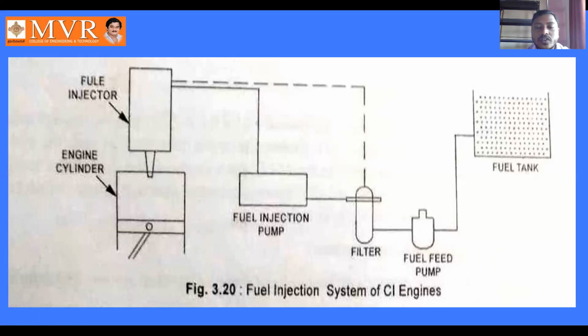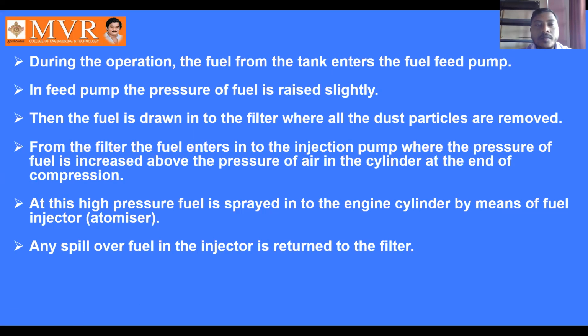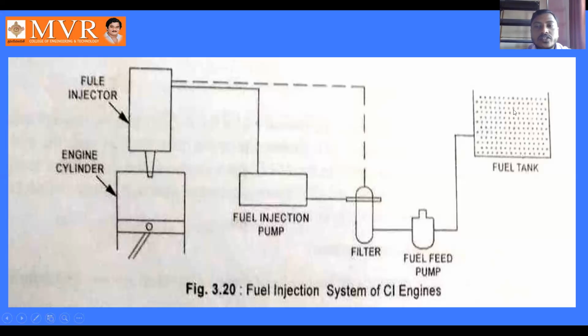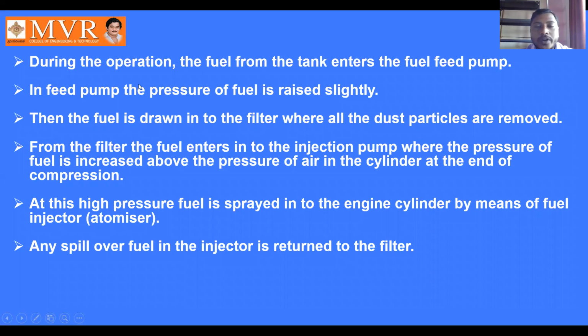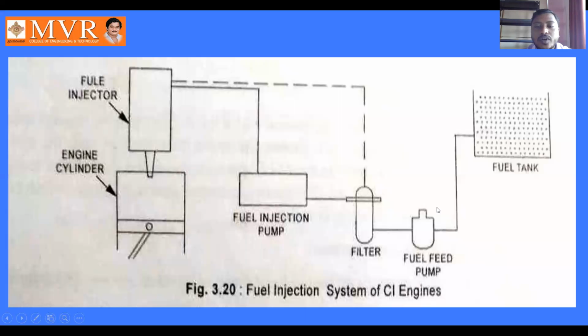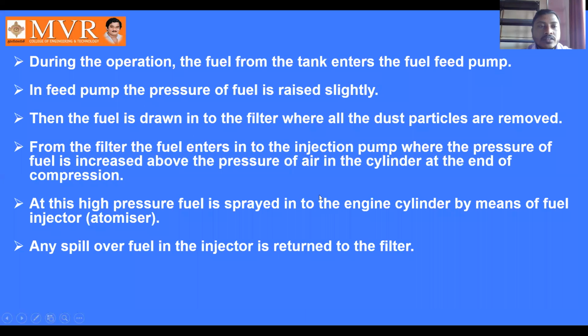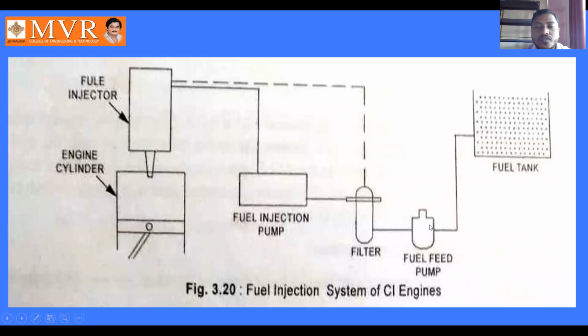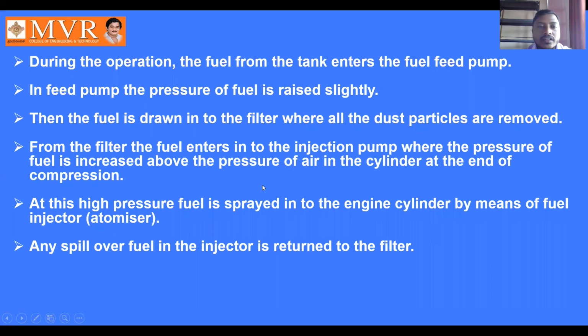This is what I wanted to tell you about the fuel injection system of a CI engine. On the operation, I will explain it point-wise using the diagram. During operation, the fuel from the fuel tank enters the fuel feed pump, as I have shown here. In the feed pump, the pressure of the fuel is raised slightly.